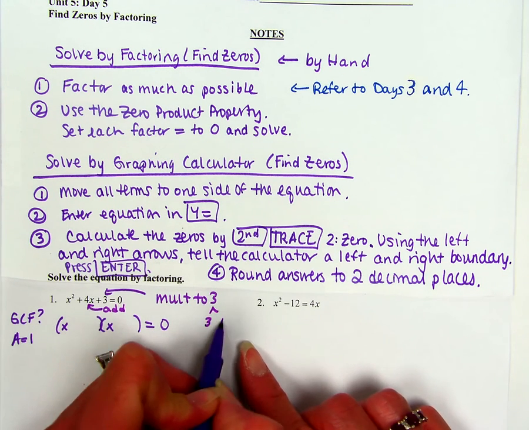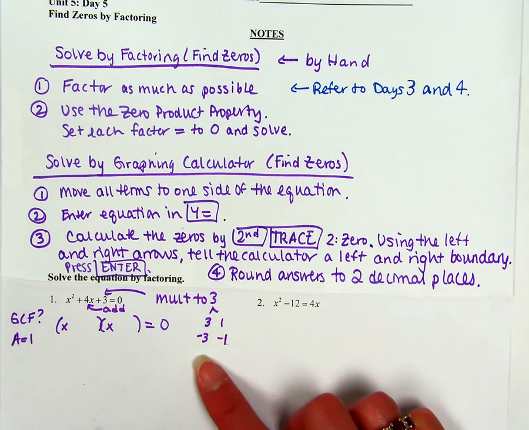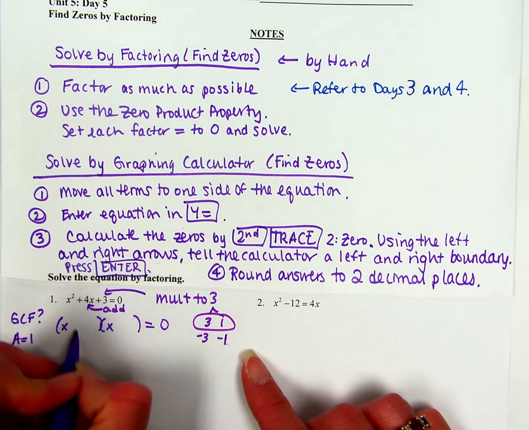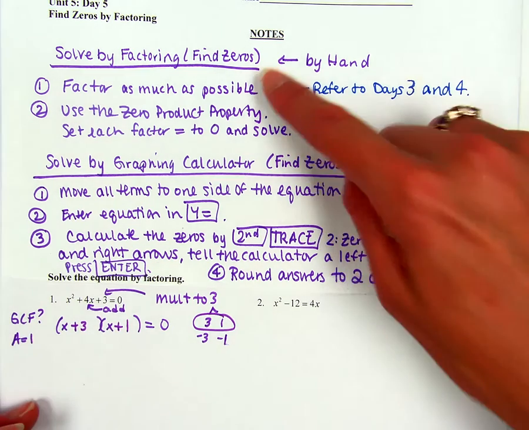So if you come up with things that multiply to 3, you either have positive 3 and positive 1 or negative 3 and negative 1. Well, the only thing that's going to add to positive 4 is x plus 3 and x plus 1. So that's step 1, factor.